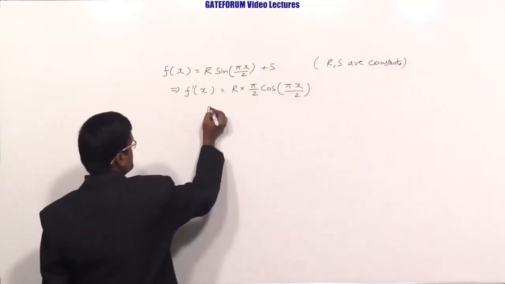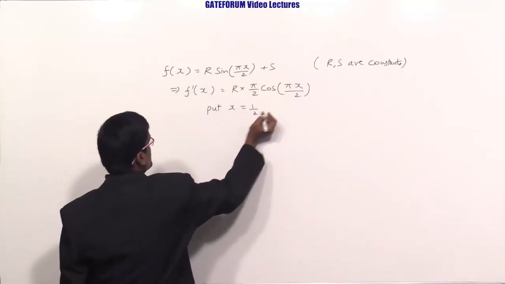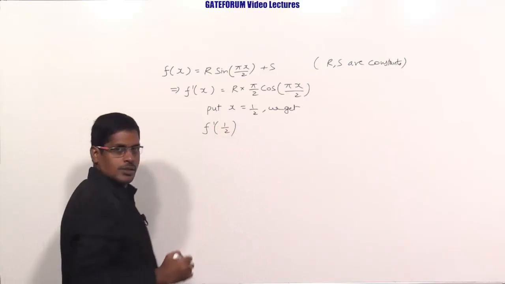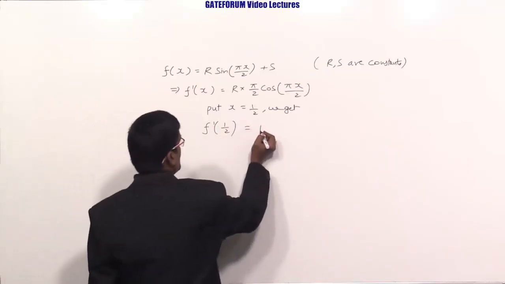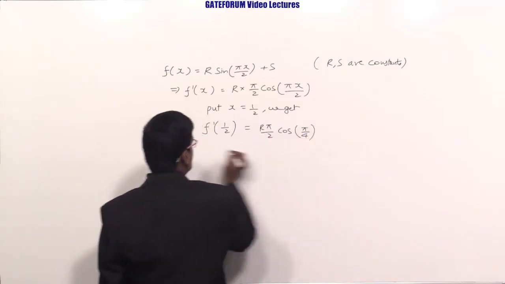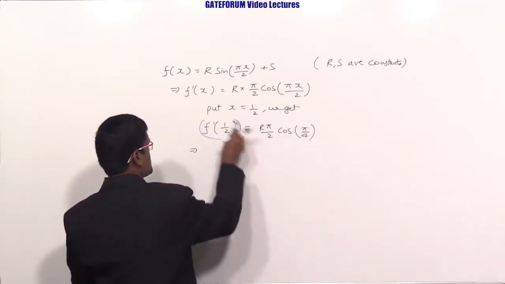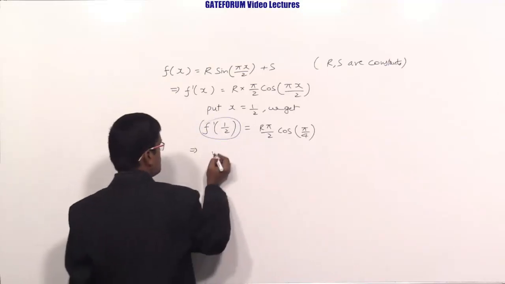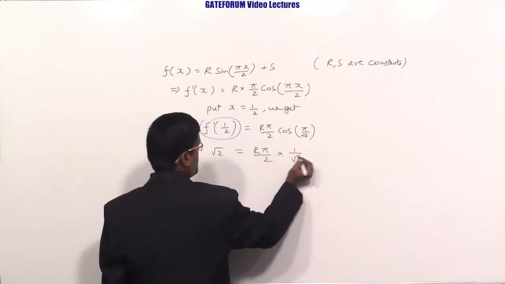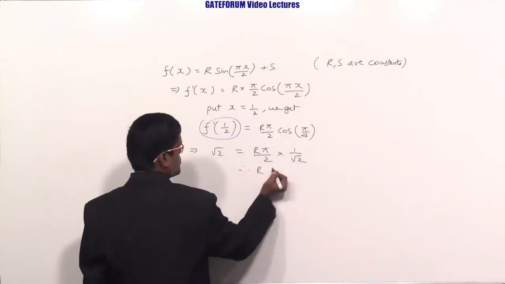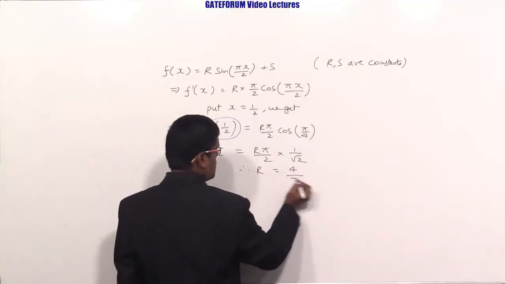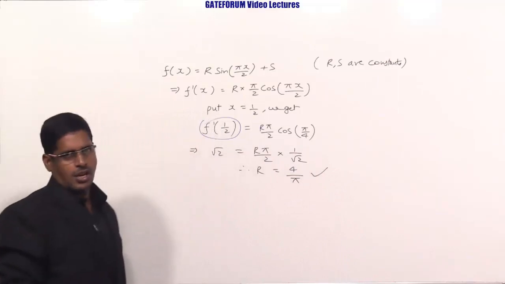Now put x equal to half. We get f dash half equal to r pi by 2 cos(pi by 4). Already f dash half is given, how much? Root 2, and r pi by 2 cos 45 is 1 by root 2. Therefore r is equal to 2 root 2 shifted to the left side, 2 root 2 into root 2, 4 by pi. This is the r value. Constant r value is 4 by pi.